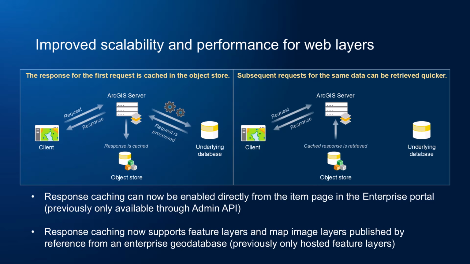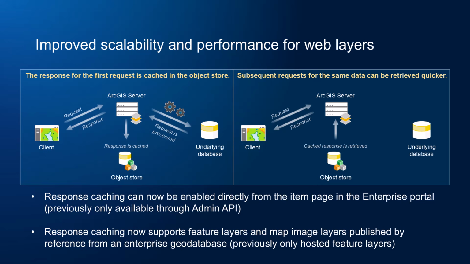Response caching is a backend mechanism that boosts the performance and scalability of your layers by caching responses for data that hasn't changed. This prevents unnecessary database queries and speeds up response times for your users. It was first introduced in ArcGIS Enterprise 11.0 for hosted feature layers, and here's how it works. When the first request comes in, the response is processed and cached in the hosting server's object store. For subsequent requests for the same data, the cached response is retrieved directly, provided that the data hasn't changed, no round trip to the database needed.